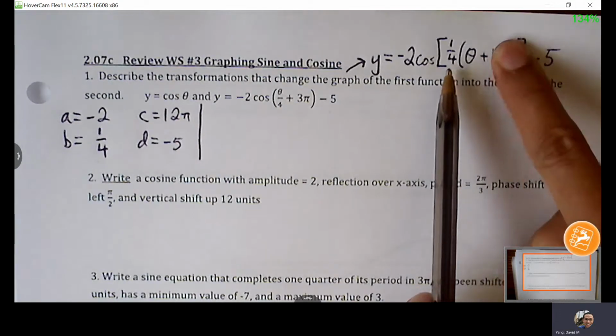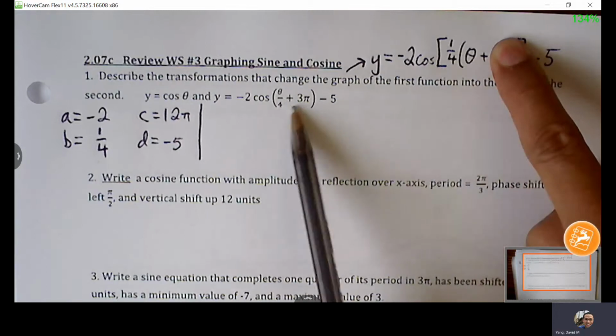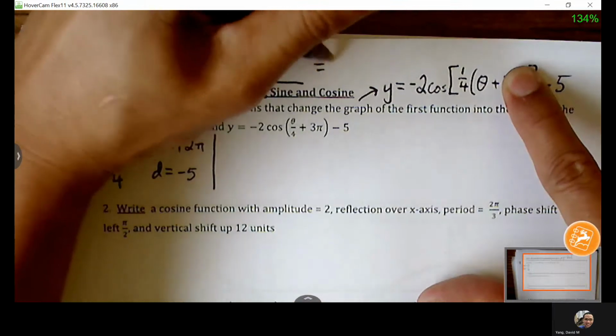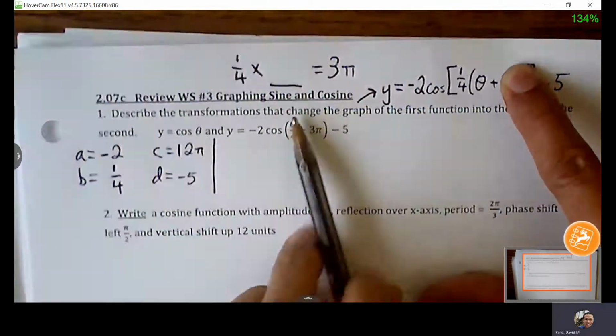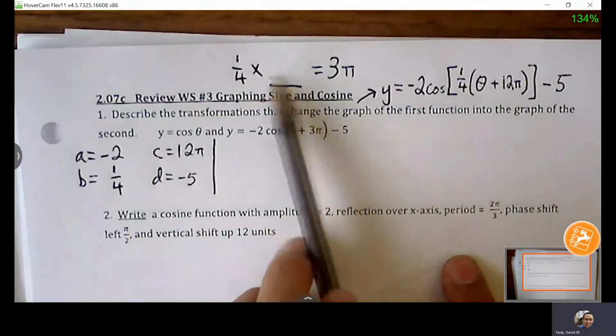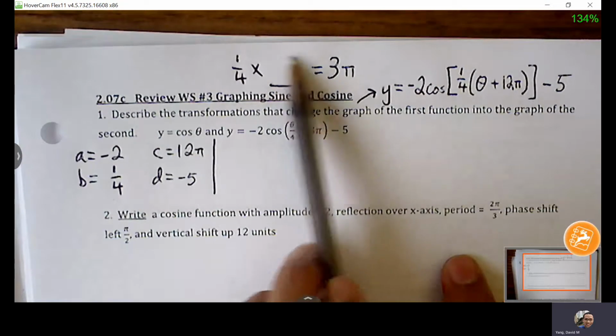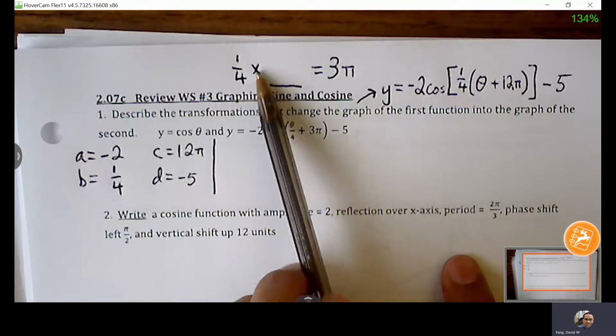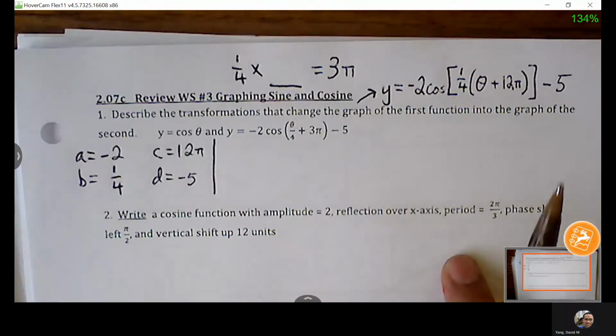What I did was I asked myself 1/4 times what will give me 3 pi. So I had to go through this little puzzle here. And I got to play with different numbers to see what's going to make that true, right? And it's the only way I can get that to be 3 is if it's a large enough number where it will cancel out to be 3 and a pi. So it has to be 12 pi.